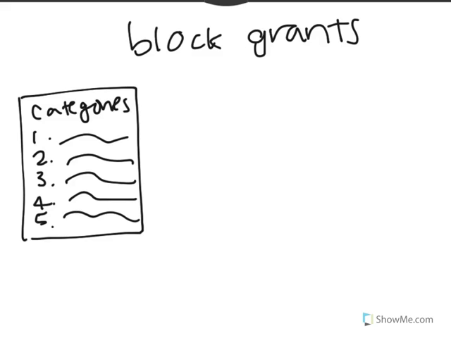Another way that the federal government influences the state government is through block grants. Block grants are given over a broad area of categories to support and can be used in any one of these categories. Examples are community development or social security services.